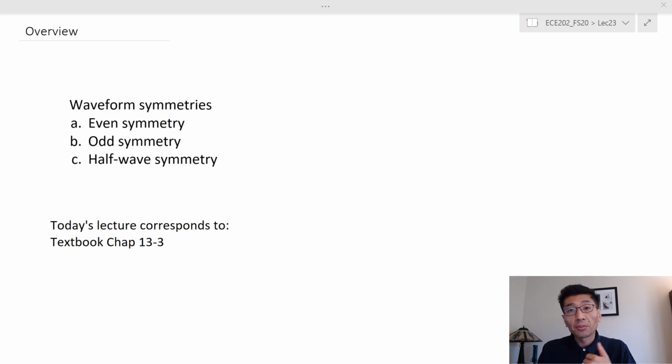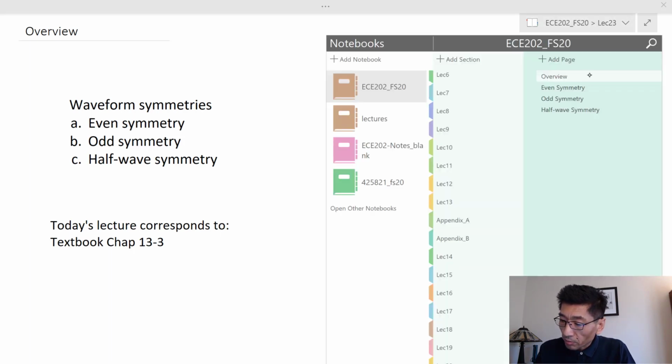And so we're going to look at three different types of waveform symmetries. The first two are even symmetry and odd symmetry. And these are almost similar to the even functions and odd functions you learned a long time before, right? And the third type of waveform symmetry, the half waveform symmetry. We're going to take a look at what these properties will entail in terms of the Fourier coefficients. Let's start with the even symmetry.